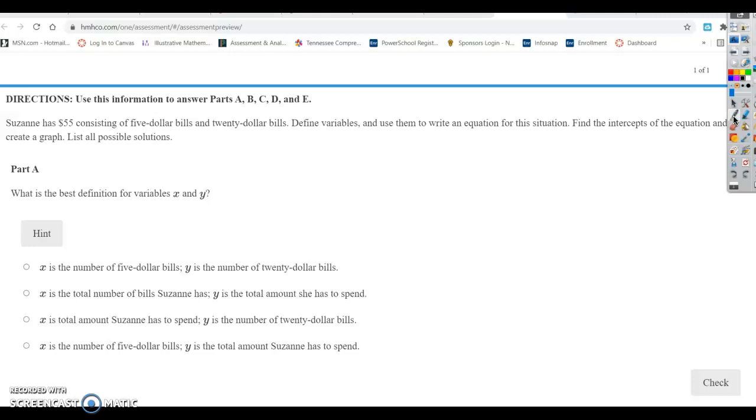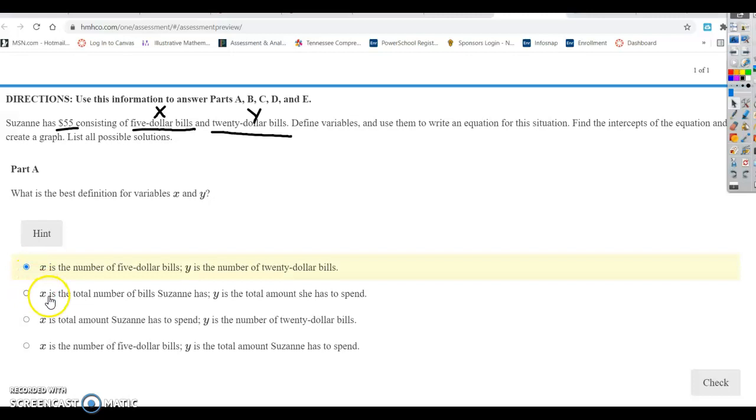List all possible solutions. All right, so the first thing we want to do is recognize what we have. We're told that we have $55 and we have $5 bills and $20 bills. So it says, what is the best definition for variables X and Y? We can let the number of $5 bills be X and the number of $20 bills be Y. So if we look up here, the first answer choice probably is the correct answer.